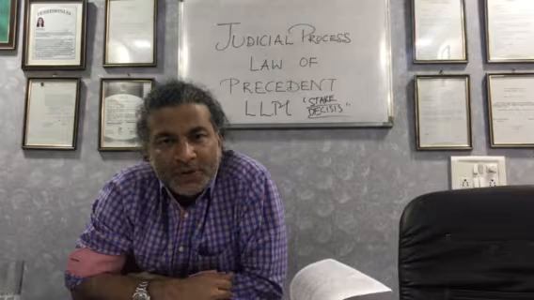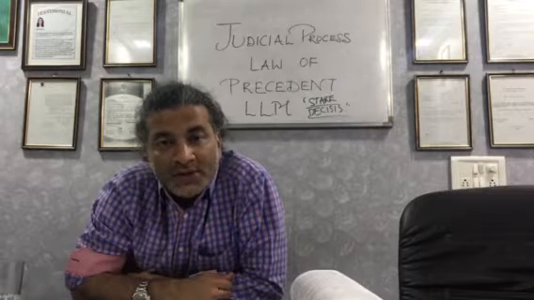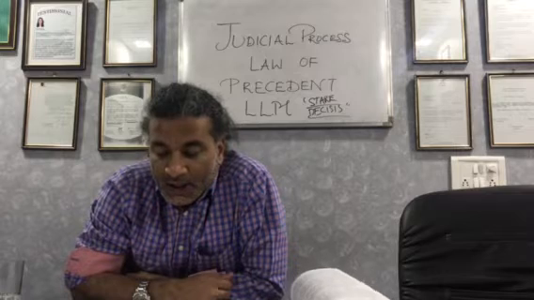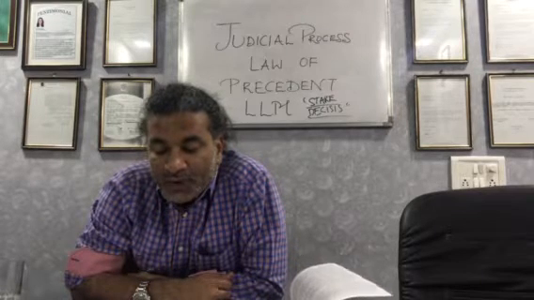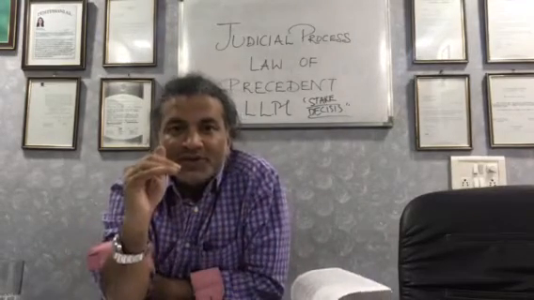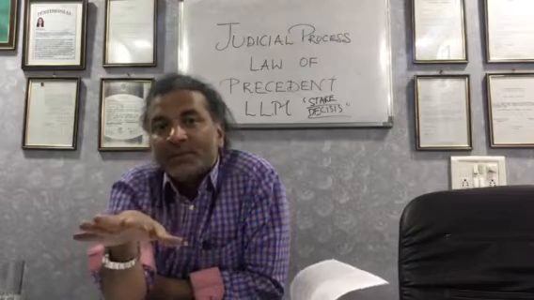Now, there is an interesting question. Article 141 says decisions of the Supreme Court are binding on all the high courts. But what about the decisions of high courts? Here it is. There is no specific provision directly empowering the high court to declare the law and making its decisions binding on subordinate courts. A high court's decision does not become a precedent.